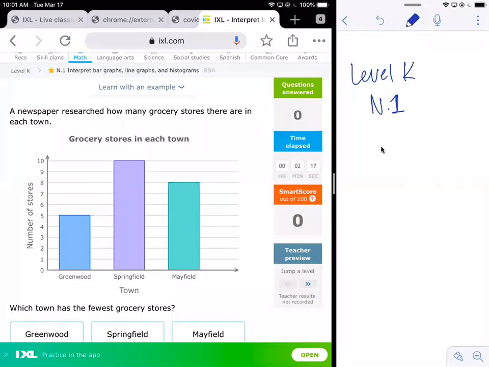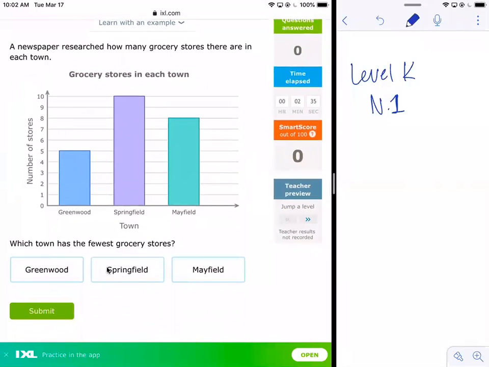All right, so this is level K.N.1 or N.1. It says a newspaper researched how many grocery stores there are in each town, and it tells you the 3 towns and the number of stores is over here. It says which town has the fewest stores.